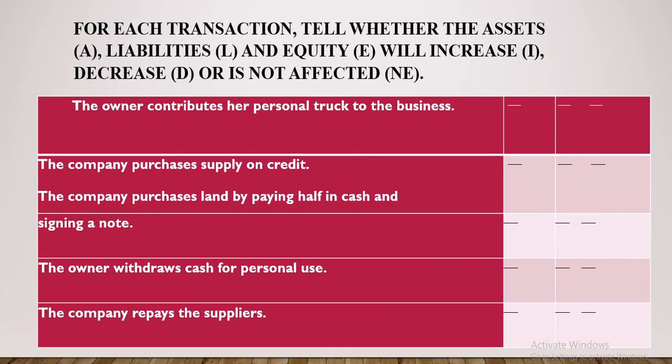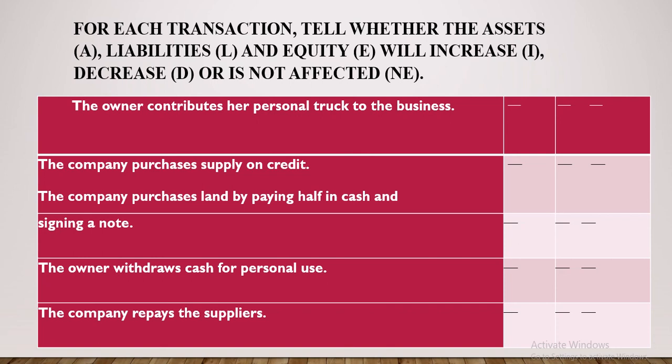The company purchased supply on credit. So the assets increase and then on credit means utang. So meron na siyang utang. So nag-increase yung liabilities niya. The company purchases land by paying half in cash and signing a note. So nag-increase yung assets, nag-increase din yung kanyang utang. Nag-decrease yung kanyang cash.